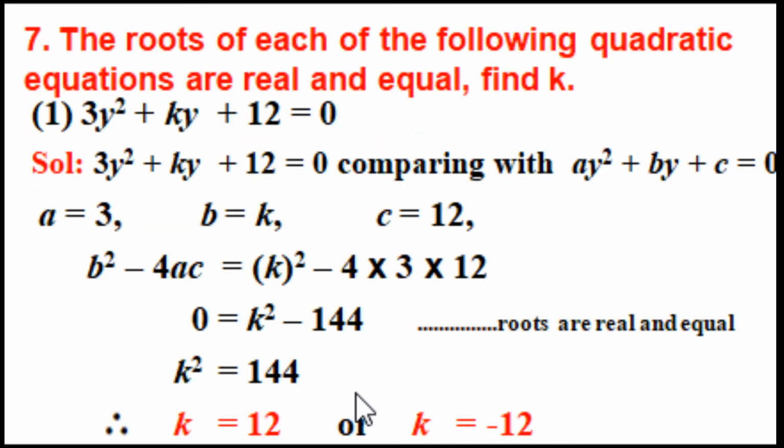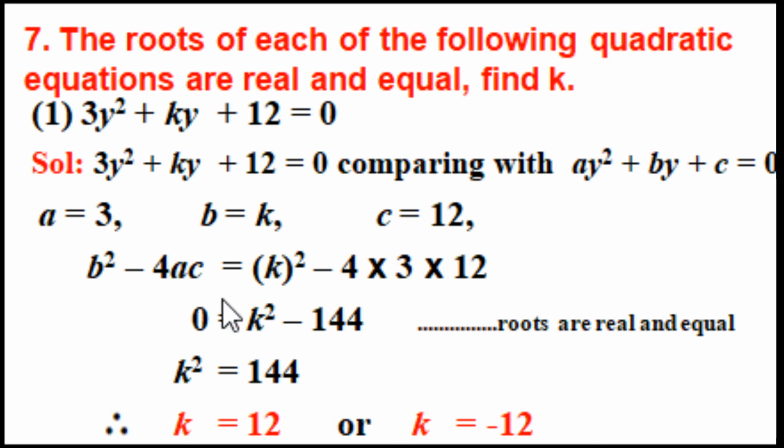We have skipped question number 5 and 6 for you to solve. Question number 7. The roots of each of the following quadratic equations are real and equal. Find the value of k. We have to find the value of k. So the equation is 3y square plus ky plus 12 is equal to 0. Comparing with a y square plus b y plus c is equal to 0, we get a as 3, b as k and c as 12. Finding the value of b square minus 4ac, b is k, so k square, minus 4 into 3 into 12. So 4 threes are 12, 12 twelves are 144.